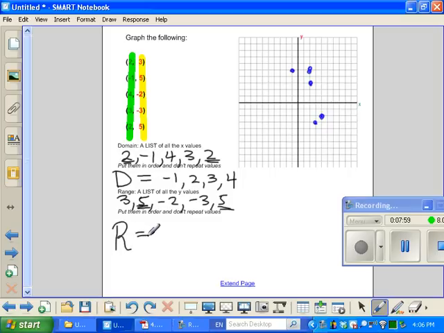I'm going to write an R this time because I'm talking about the range, and I'm going to put them in order. So negative 3 is the smallest, then negative 2, then positive 3, and then positive 5. And that, my friends, is domain and range for now, okay? Because we're just talking about points. When we start talking about lines, we're going to start talking about groups of things, okay? So for now, it's just a list of numbers, and that's it, that's all.